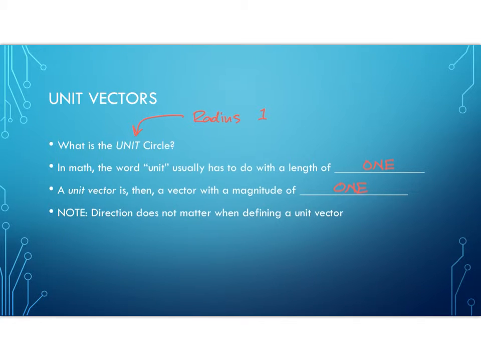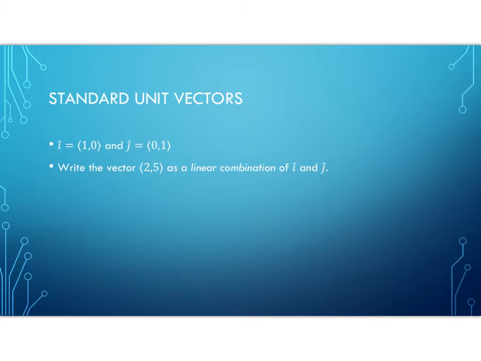So that's all unit vector means. The direction could be anything, but the magnitude is definitely 1. Okay, so direction doesn't matter. Unit vector is only referencing the magnitude, which is going to be 1.